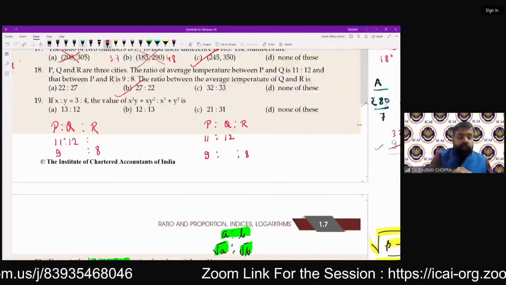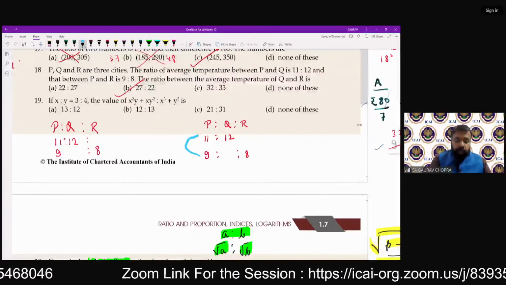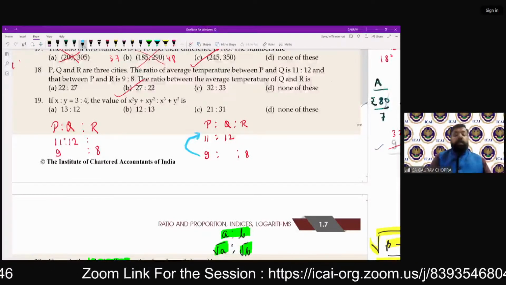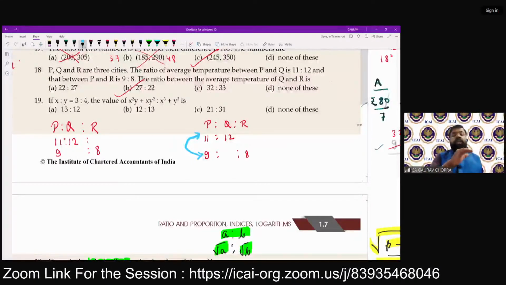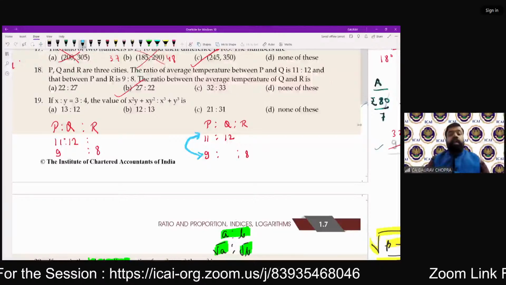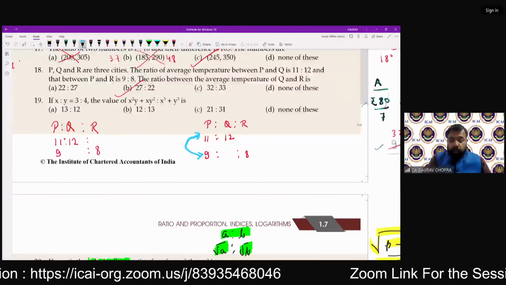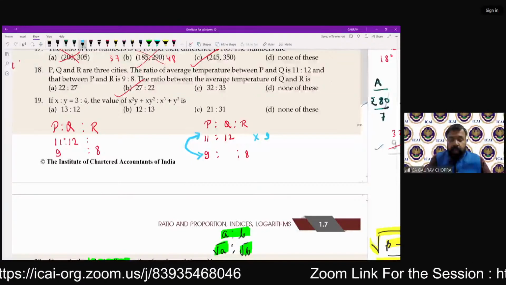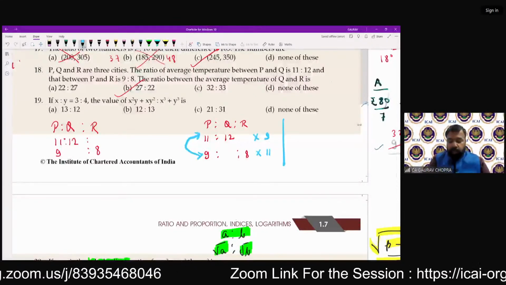Now, what is the way of solving this? Just multiply the first ratio by 9 and the second ratio by 11 so that these two become equal. Until they are equal, we cannot compare the other ratios. So the shortcut way is to multiply the first ratio by 9 and the second ratio by 11. Okay, so let's see what happens now.